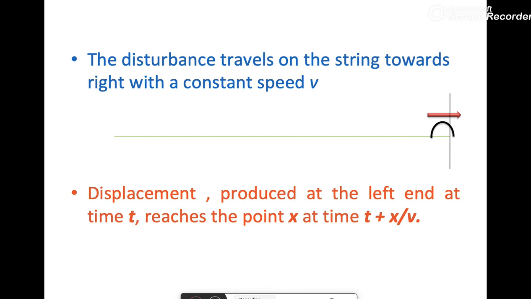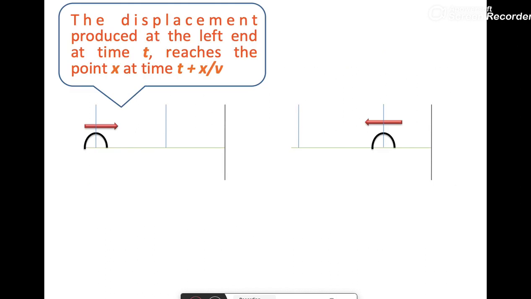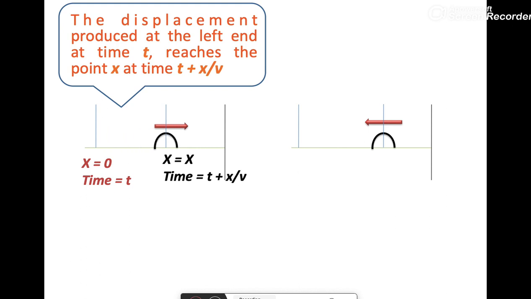Displacement produced at the left end at time t reaches point x at time t plus x upon v. I would like to repeat again the same thing. The displacement produced at the left end at time t reaches point x at time t plus x upon v.